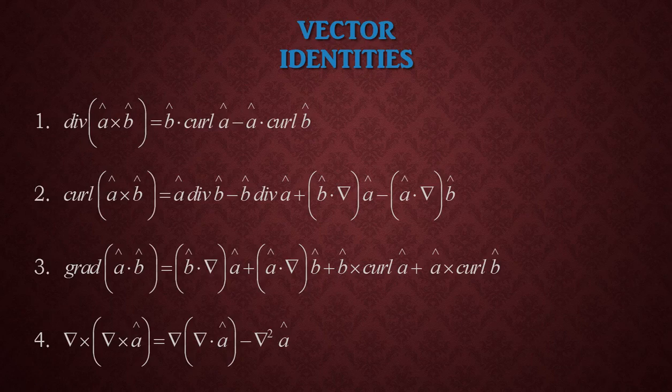The next vector identity is curl of A cap cross B cap. The third one in this present lecture is the gradient of A cap dot B cap. The last one is curl curl A cap. Now we prove these 4 identities in this present lecture.